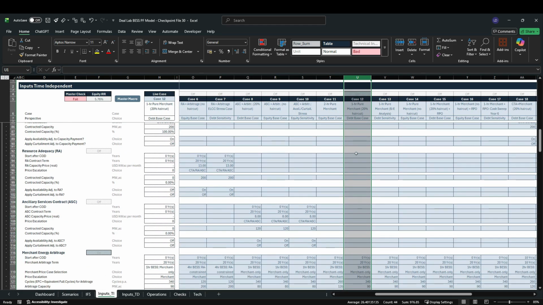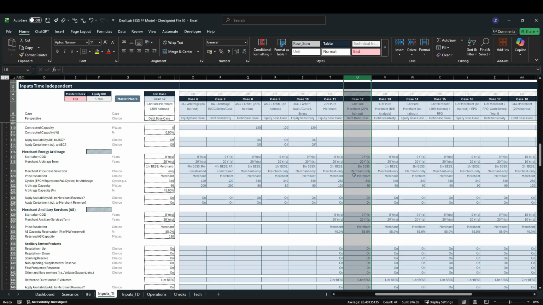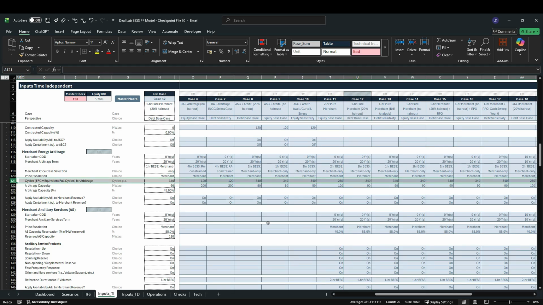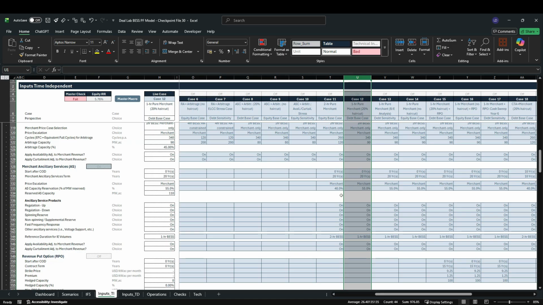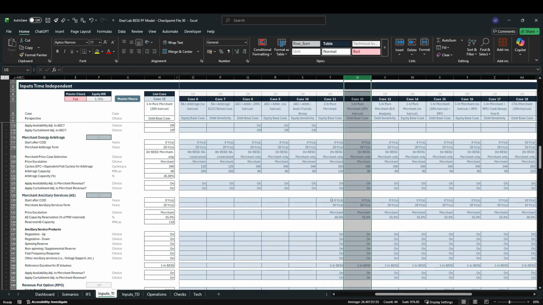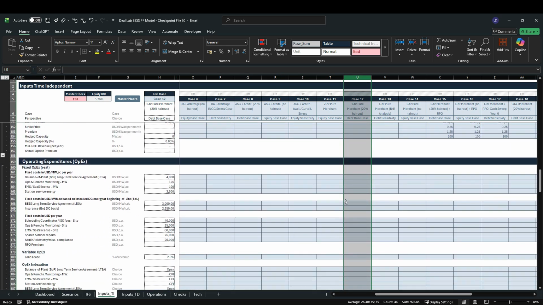So let's scroll down, and you will see that the major difference here is that we have more equivalent full cycles for arbitrage purposes, and we also assume more merchant auxiliary services revenues in case 12 versus case 11. So more of the capacity of the battery will be used under a merchant auxiliary services assumption than under merchant energy arbitrage. Okay, let's scroll down further.